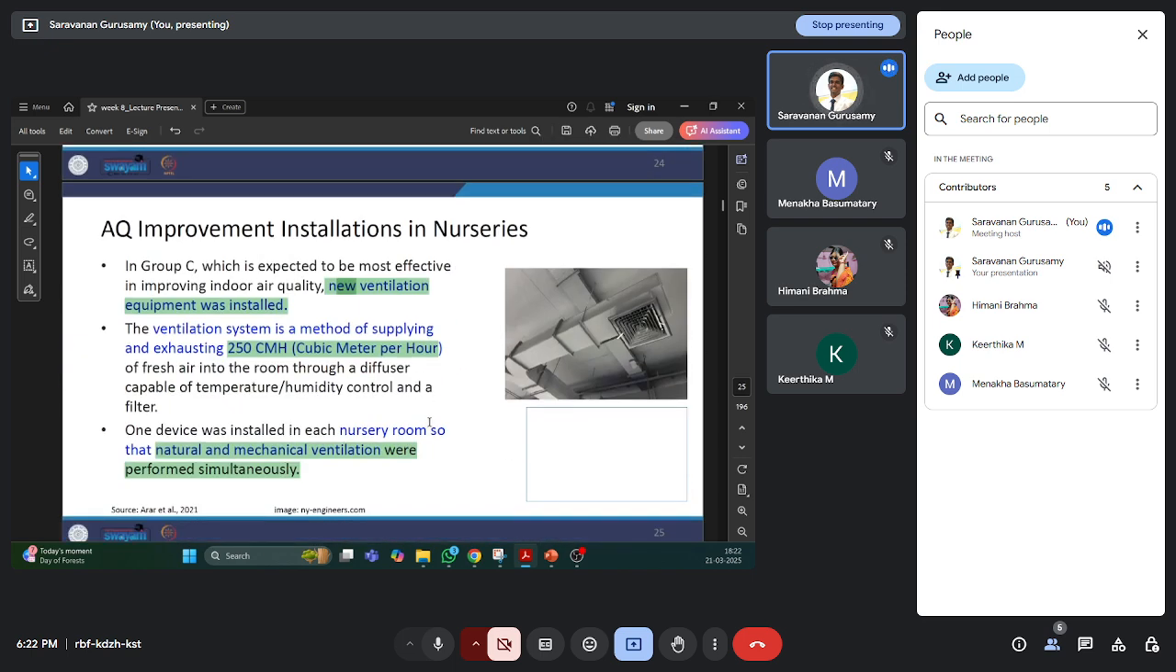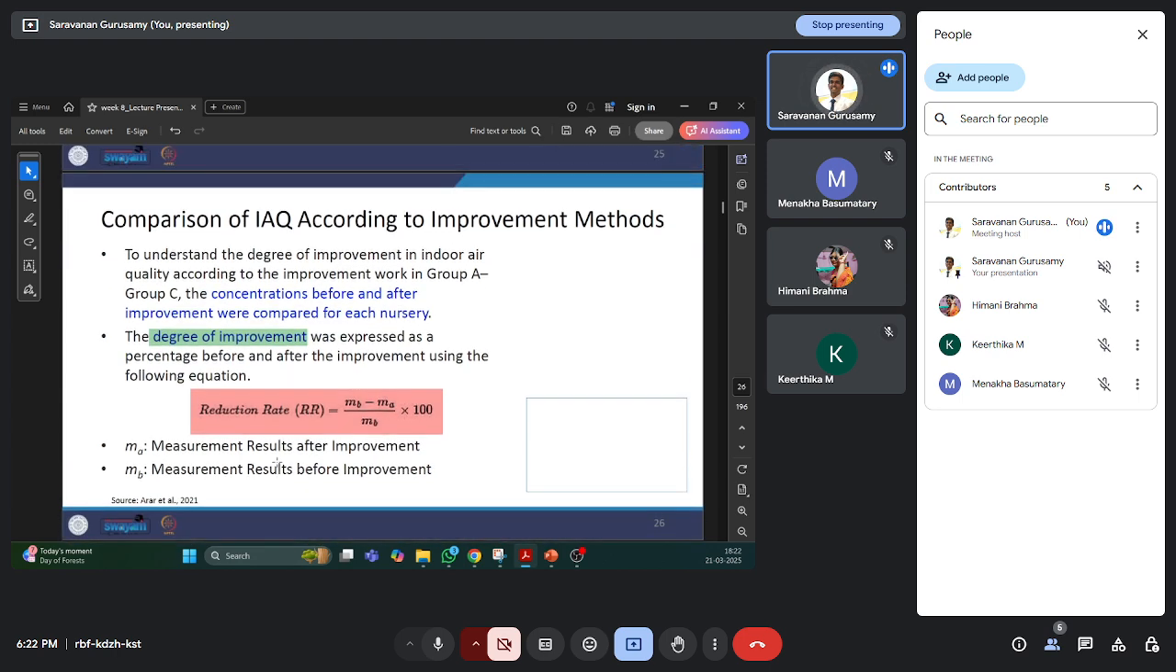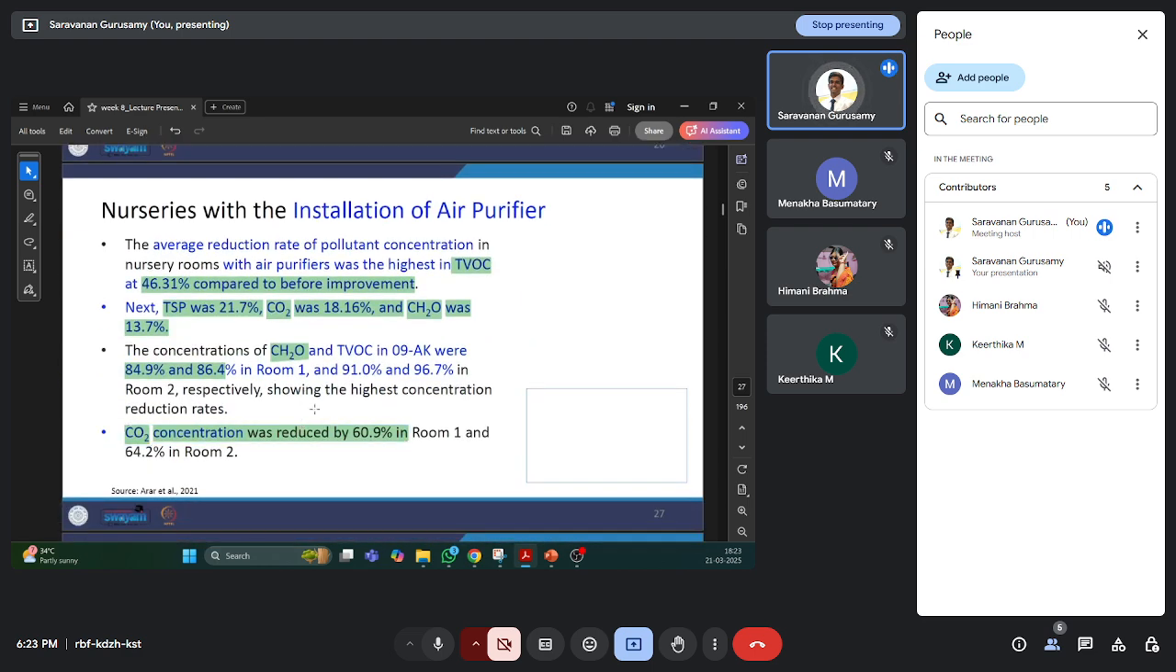That's TVOC. And a new ventilation system, natural and also mechanical ventilation, was also installed, because that performed very well. So how did they compare the change after installing these improvement techniques? They suggested a degree of improvement by subtracting the new concentration from the earlier concentration and dividing by the base concentration, where the earlier concentration is 100. You will get the reduction rate, or the degree of improvement. So they also assessed after installing all the methods.